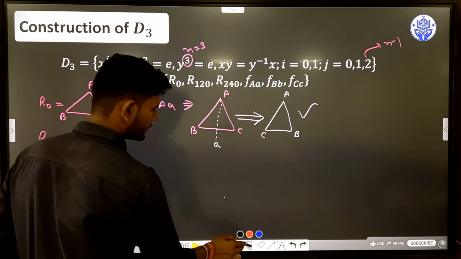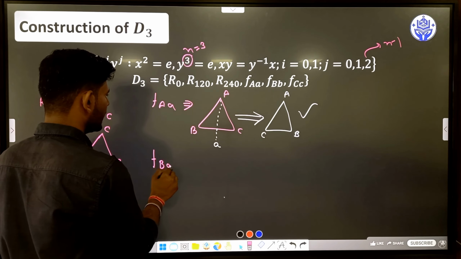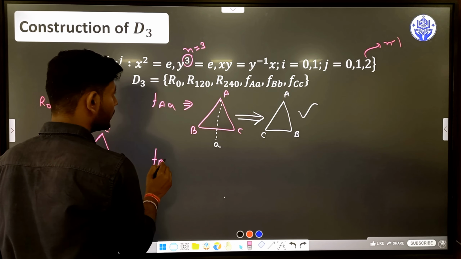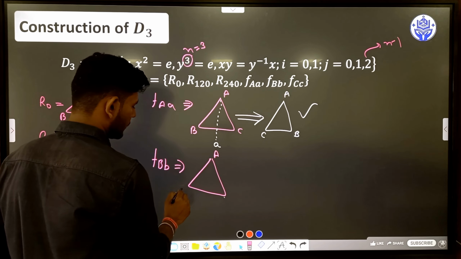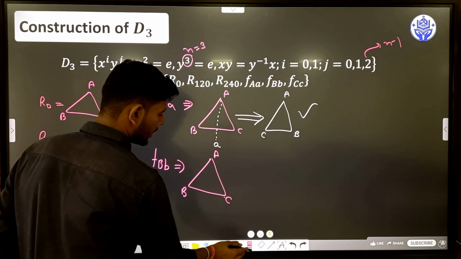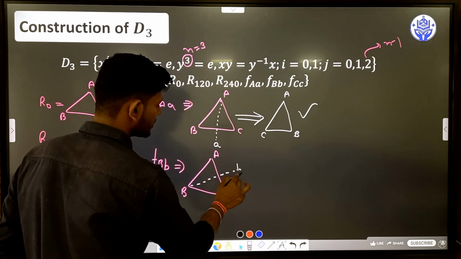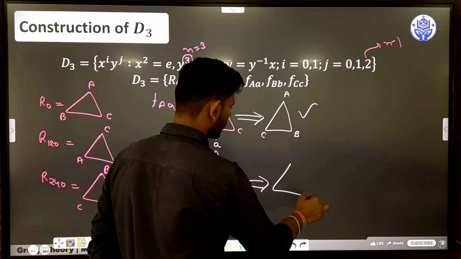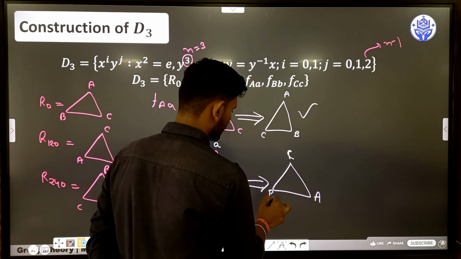Okay, wait. F of BA, sorry, BB. F of BB means that if it is A, B and C, then what? Just take symmetry with this one, which is your B. Now just interchange this, so it will be your C, A and B.